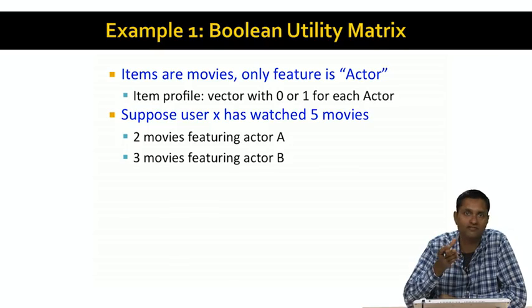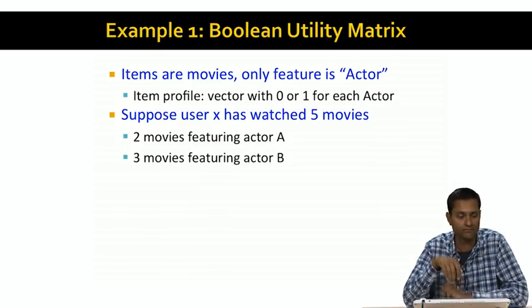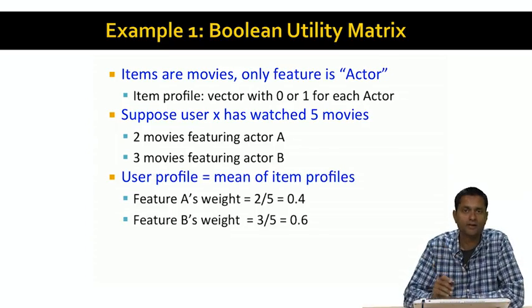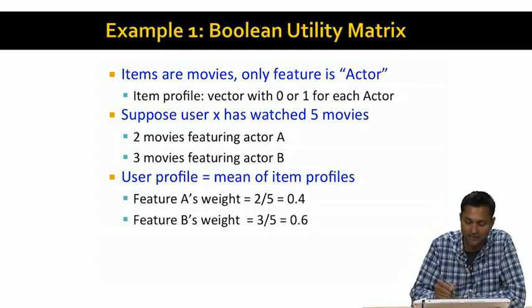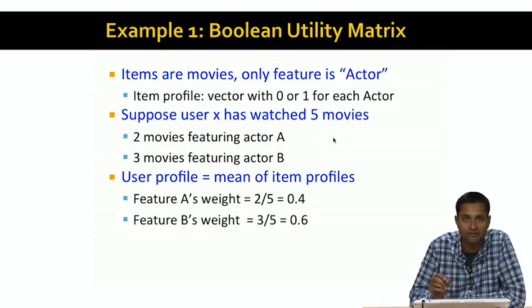Suppose user X has watched 5 movies, and 2 of those movies feature actor A, and 3 of those movies feature actor B. Now, the simplest user profile is just the mean of the item profiles. Now, remember, there are 5 vectors, and 2 of those have a 1 for feature A. And so the weight of feature A is going to be 2 divided by the total number of item profiles, which is 5, which is 0.4. And the weight of feature B correspondingly is going to be 3 by 5.